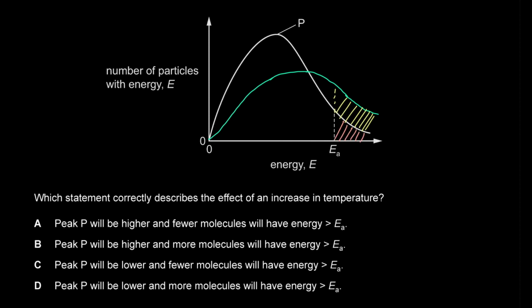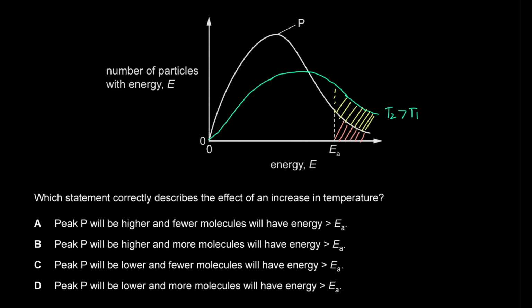So initially it was only these molecules that have enough energy to react. But when we increase the temperature, the curve shifts to the right. More molecules have energy greater than the activation energy, and therefore the rate of the reaction increases. And since the curve shifts to the right, it becomes flatter. Fewer molecules have energy less than the activation energy, and more molecules have energy greater than the activation energy. The total number of molecules remains the same. The area represents the number of molecules.